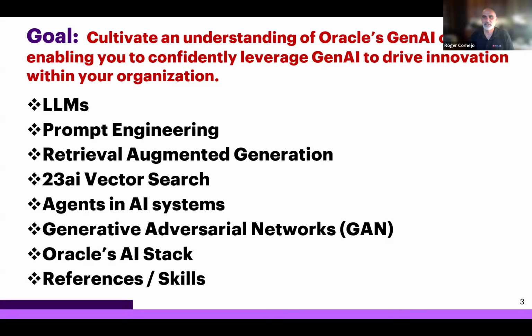So I'm going to talk about LLMs, large language models. Probably many of you already know about this. A little tiny bit about prompt engineering and retrieval augmented generation. The bulk of the presentation will be on the 23 AI vector search, and I will talk a little bit about agents in AI systems and why they're important. And then this one I thought was very interesting, so I'm just including it: generative adversarial networks. What is that? When I first found out about those, it just sparked an interest in me. So I'll talk a little bit about that. And then I'll go into Oracle's AI, which will include generative AI as well. And I have some references for you, and also a slide that has some skills that you should take a look at.